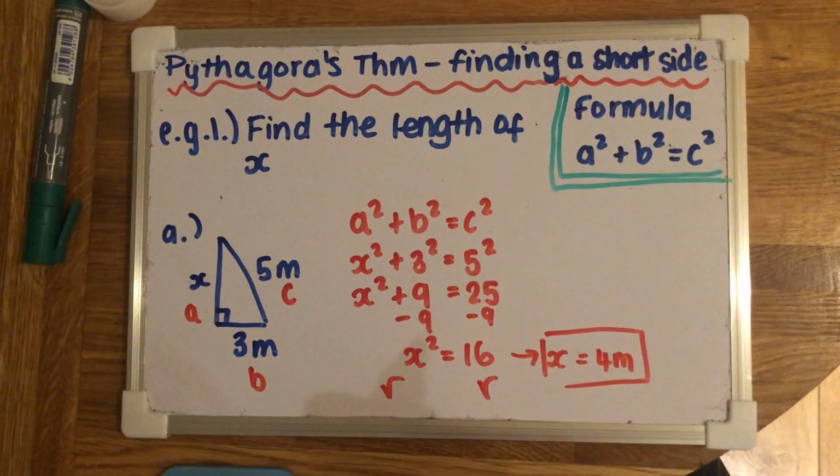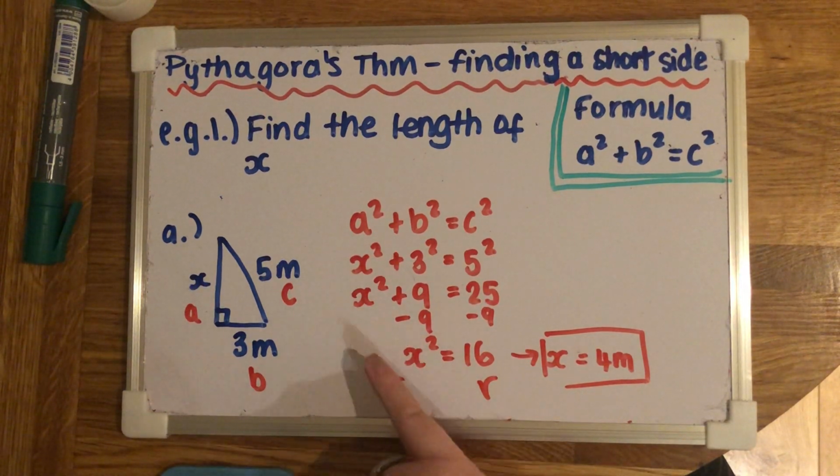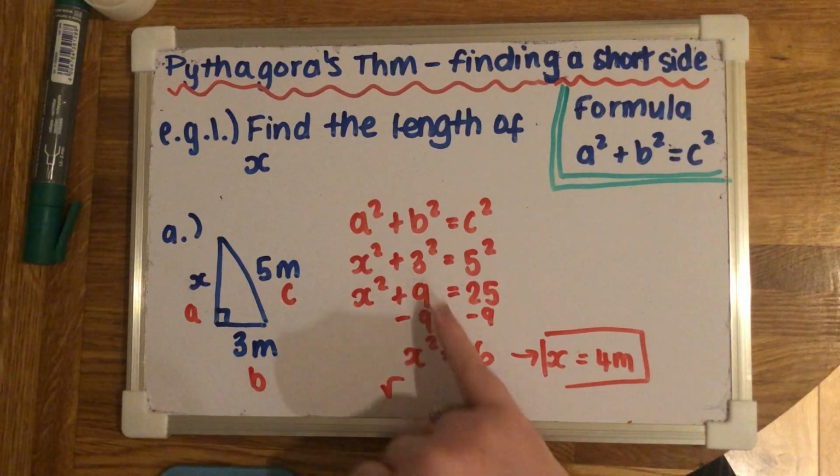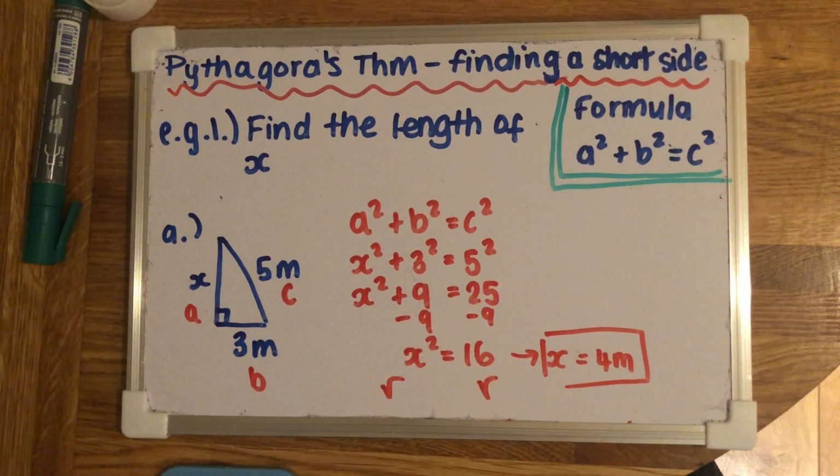Okay, so these ones are not harder, it's just a different method because you're not going to have the X on its own. So we've got to square whatever numbers you've got, and then subtract whatever is next to the X squared because we don't want it with the X squared. Okay, let's try another one.